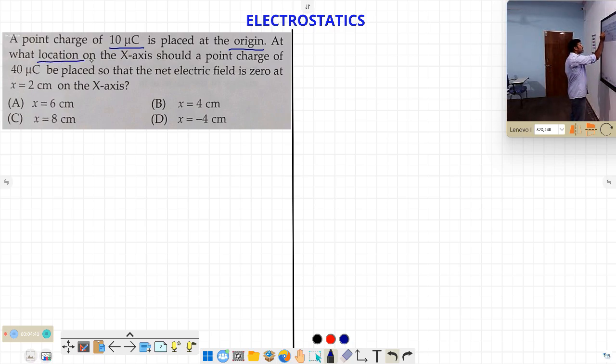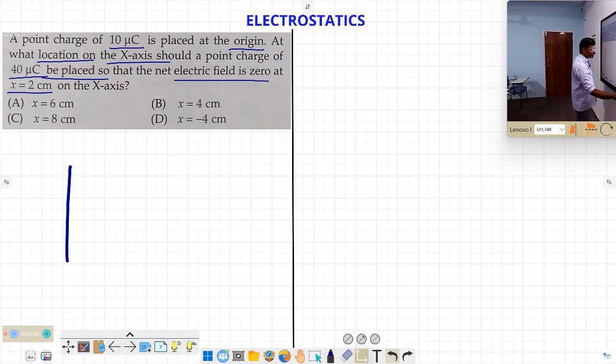At what location, that means at what distance on the x-axis, should a 40 microcoulomb charge be placed so that the electric field is 0? At what distance? X equal to 2 centimeters. So I am taking the coordinate system here, so that we can understand clearly.